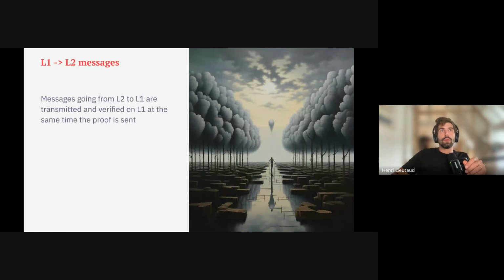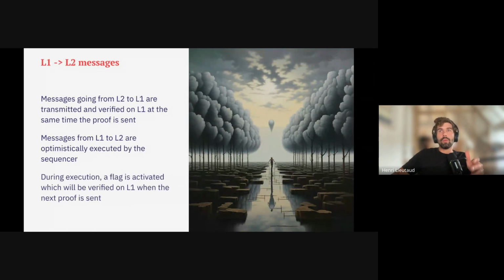Now, how is this safe? Because we said when you send a message from Starknet to Ethereum, it waits for the proof. There's no proof from Ethereum to Starknet. So how does it work? When a message from Ethereum is executed on L2 on Starknet, it activates a specific flag that will be part of the state diff in the next iteration, in the next proof, when the next proof is sent to Ethereum.